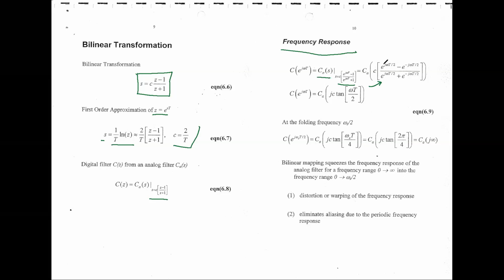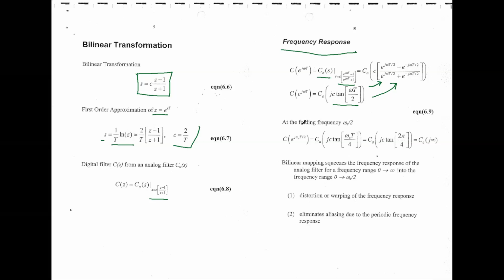And the reason why we put it in this form is so that we can get an equation in terms of tan or tangent. So basically C of Z, where Z is e to the power J omega T, is equivalent to the continuous transfer function where you substitute J times C times tan of omega T over 2 in place of S. So in place of S, we substitute this. So this is equivalent to that.